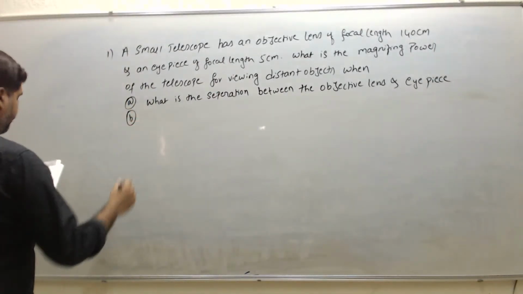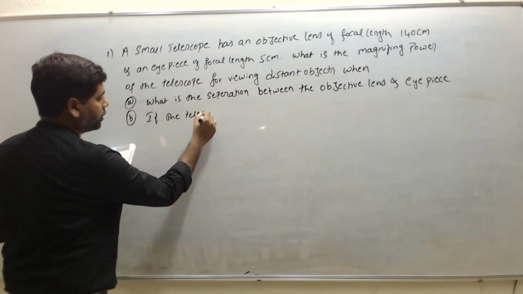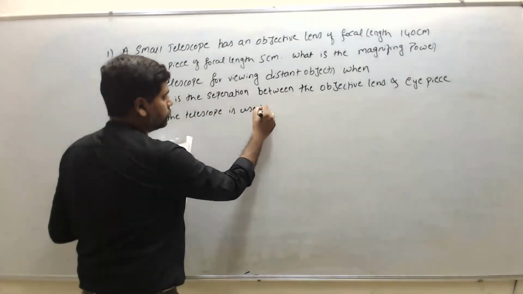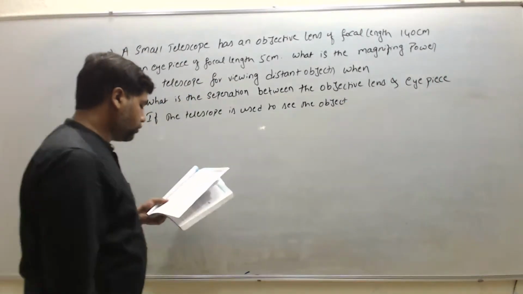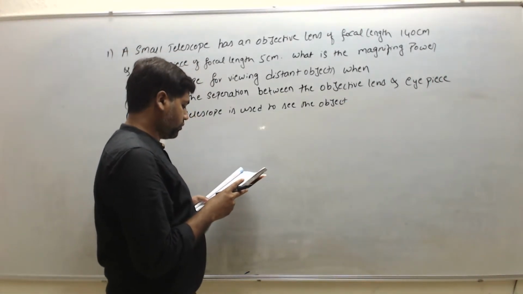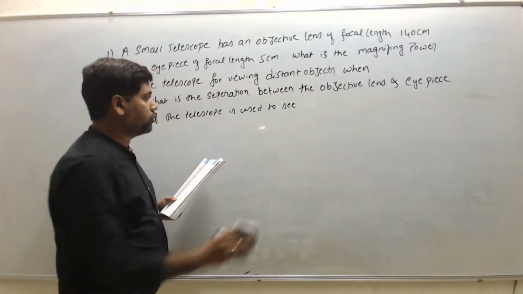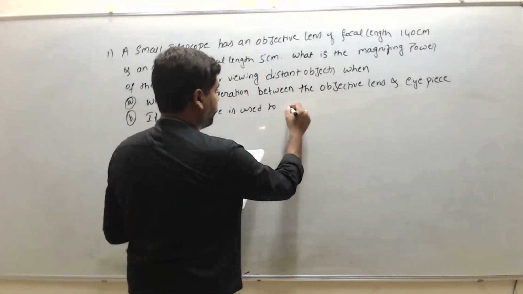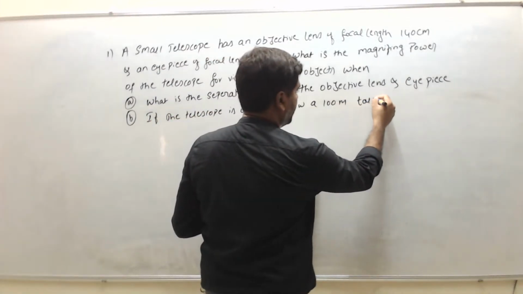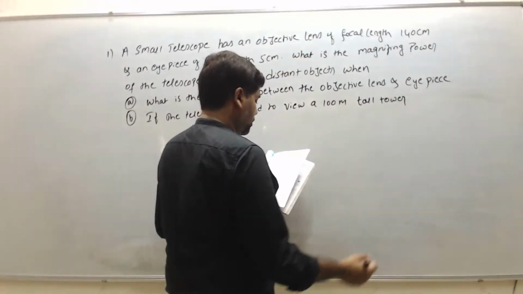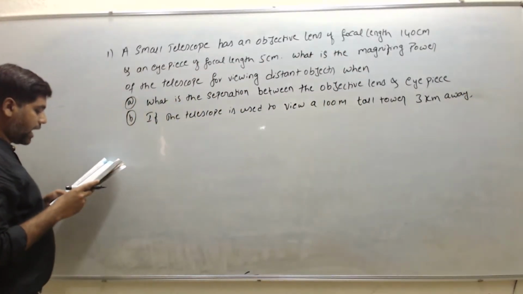And the second one: if the telescope is used to view a 100-meter tall tower 3 kilometers away, what is the height of the image?